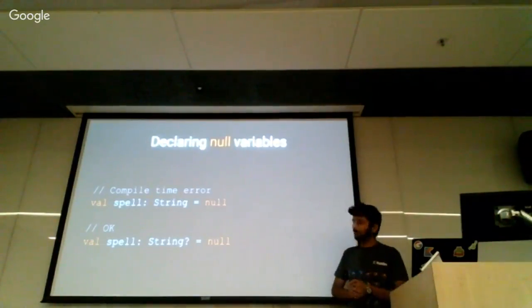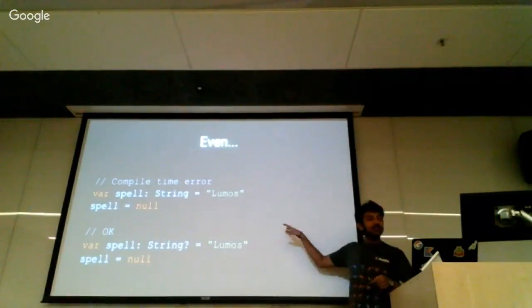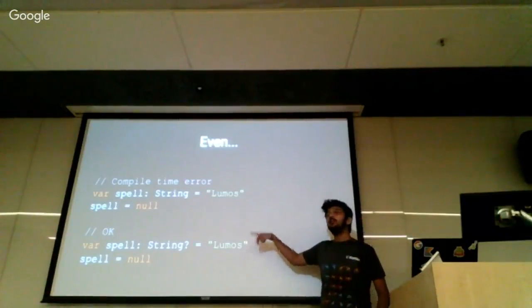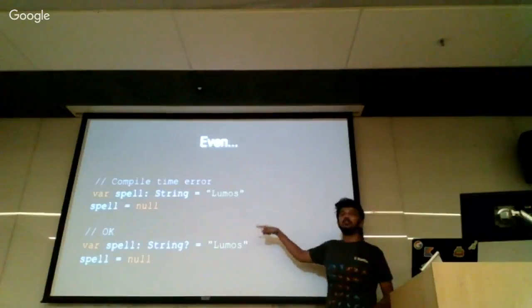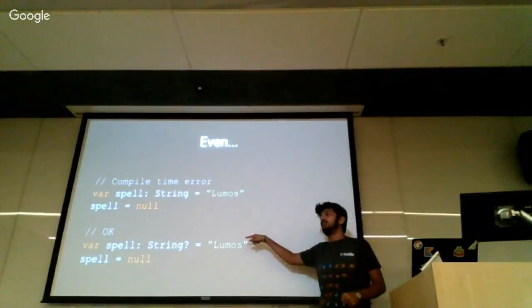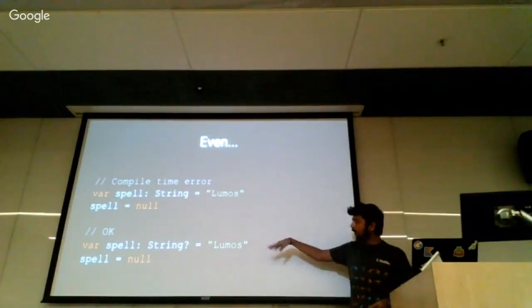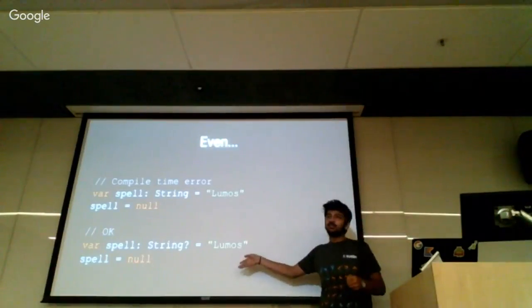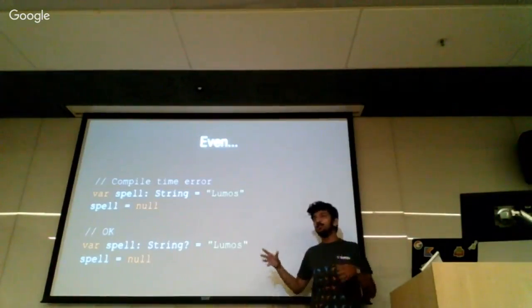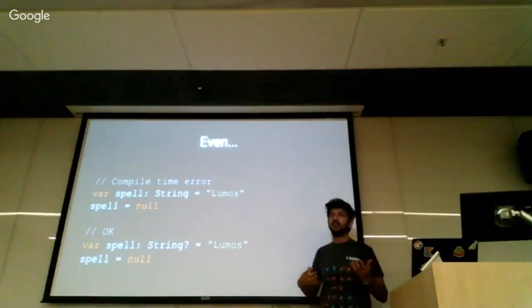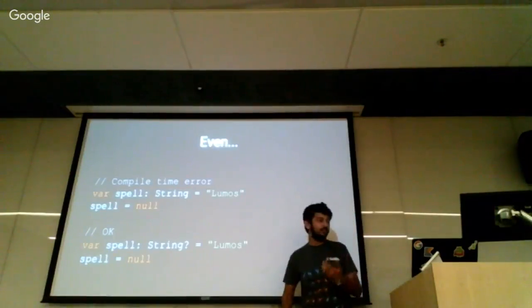Even if you declare a variable and then try to set it as null, even then it will give a compile time error because it's not a nullable value and you're trying to set it as null. And if it's a nullable value and then you try to set it as null, then it's fine. So you can see how smart the Kotlin compiler is, and it helps very much in catching nulls.